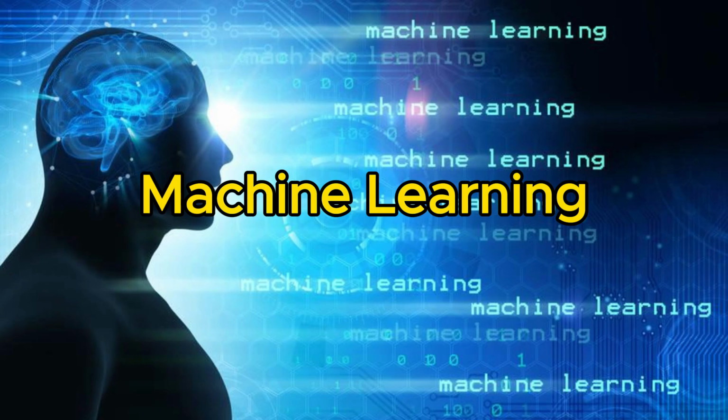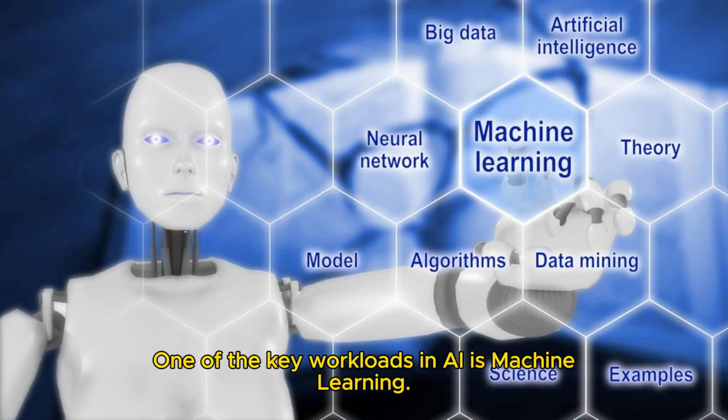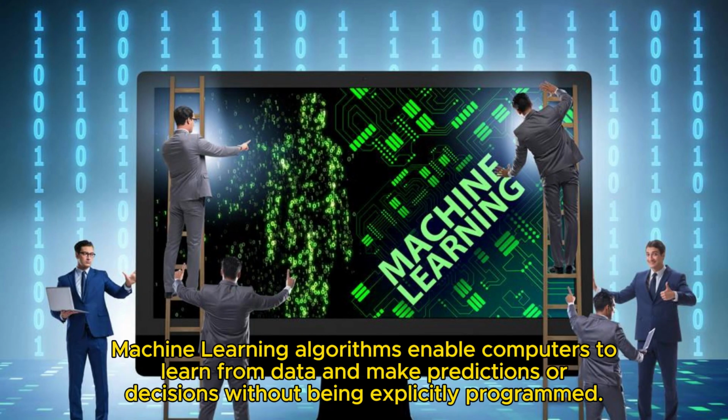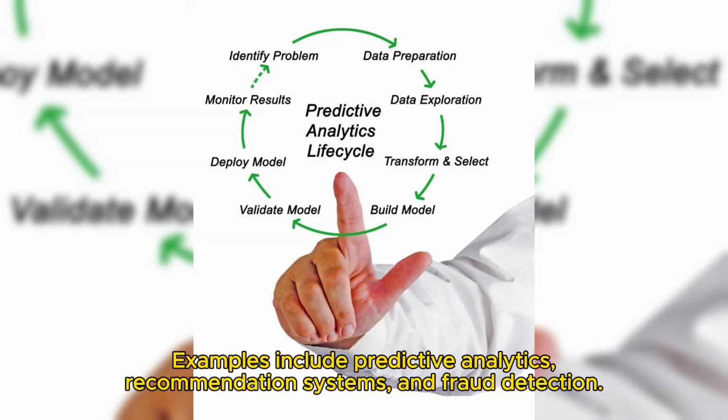Machine learning. One of the key workloads in AI is machine learning. Machine learning algorithms enable computers to learn from data and make predictions or decisions without being explicitly programmed. Examples include predictive analytics, recommendation systems, and fraud detection.